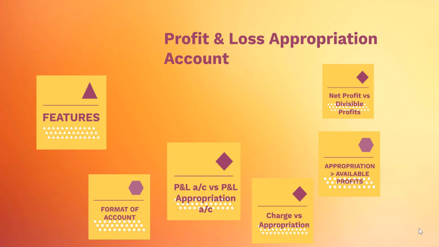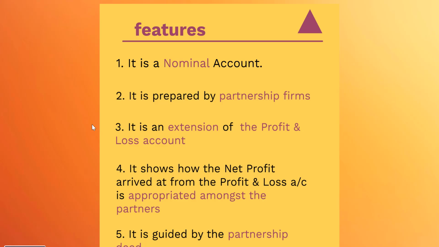We'll begin with the features of P&L appropriation account. P&L appropriation account is a nominal account, just like the P&L account. This account is prepared only by partnership firms. It is considered an extension of the profit and loss account. The purpose of preparing this account is to show how the net profit which is arrived at from the profit and loss account is appropriated amongst the partners. This account is guided by the partnership deed.